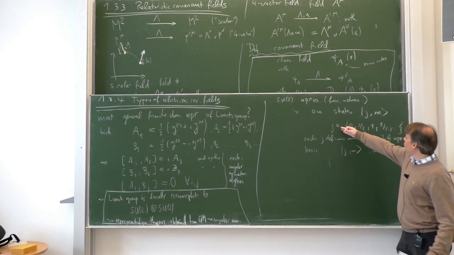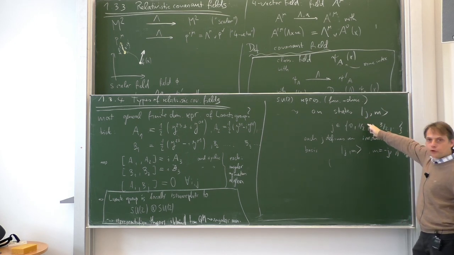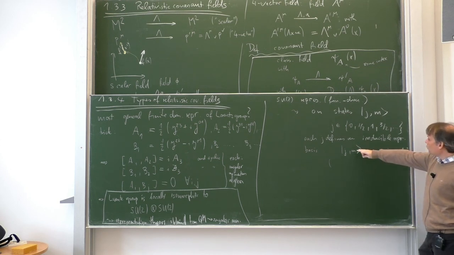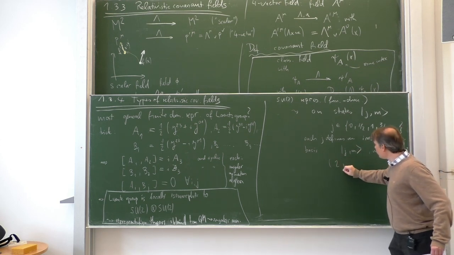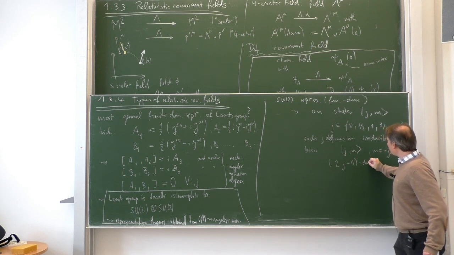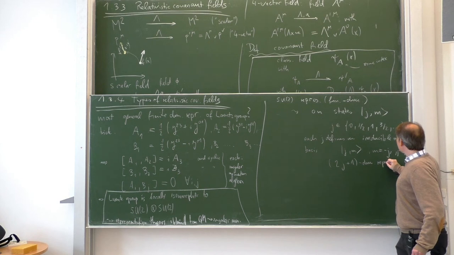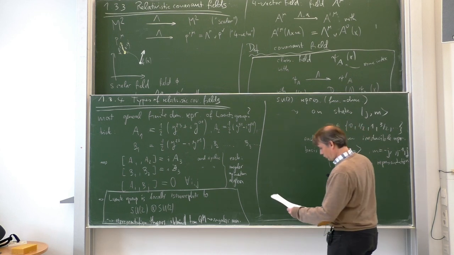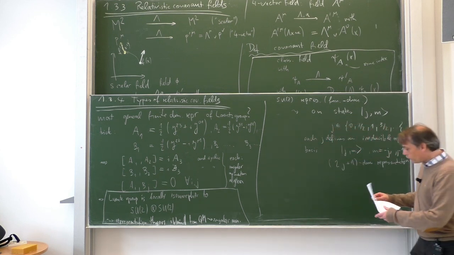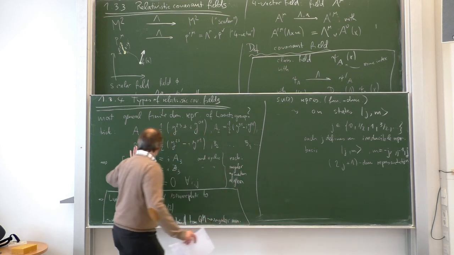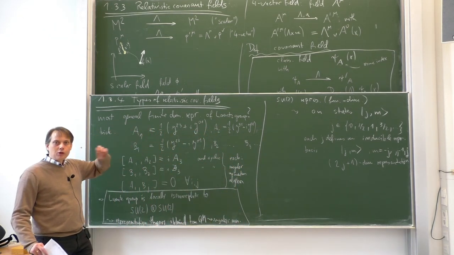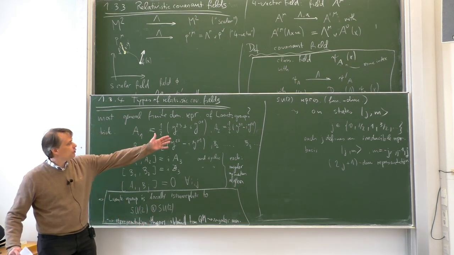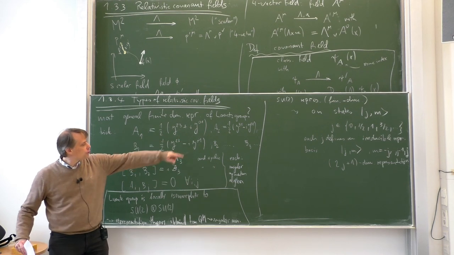So the space of states for one specific J has how many dimensions? It has two J plus one linearly independent basis states. So it's a two J plus one dimensional representation. So that is the result from quantum mechanics. And now we can apply this to our Lorentz group. Our Lorentz group simply is isomorphic to two such SU2 groups, and each representation is given by this.